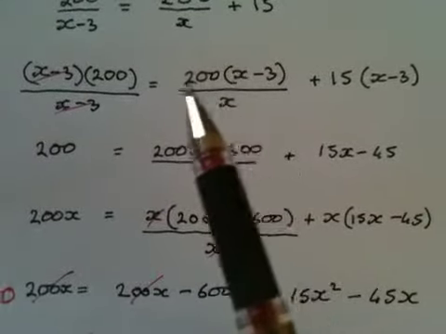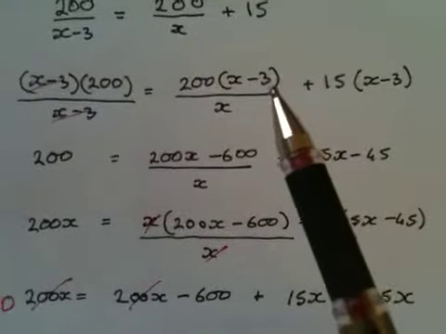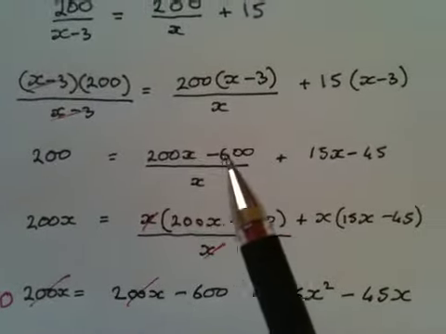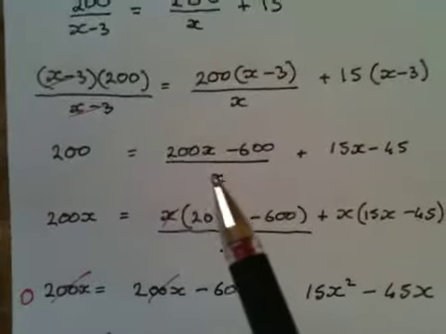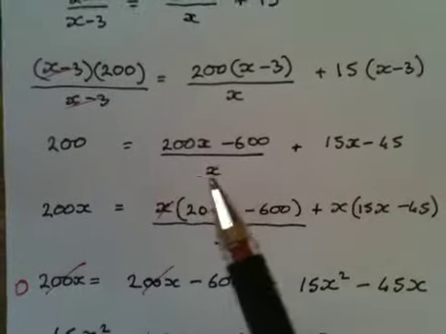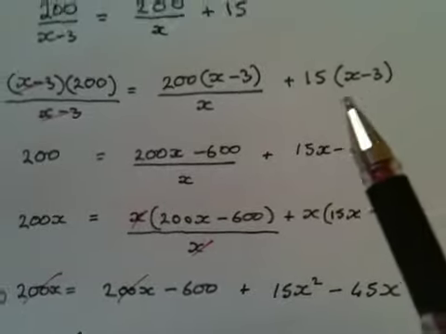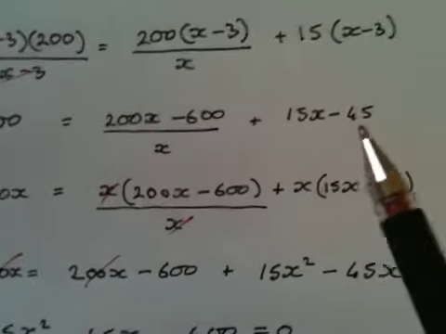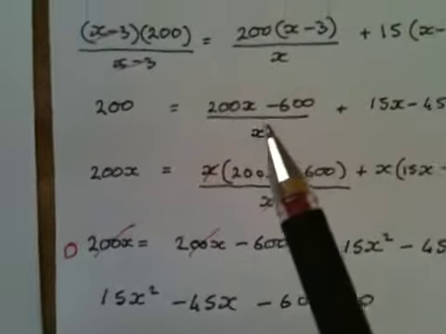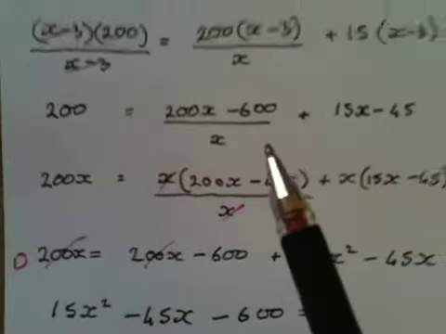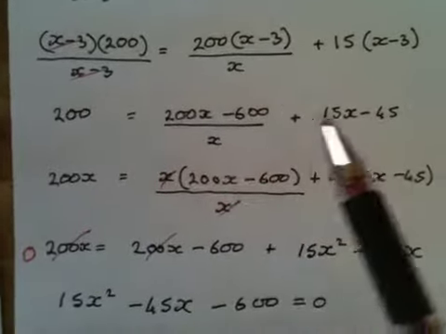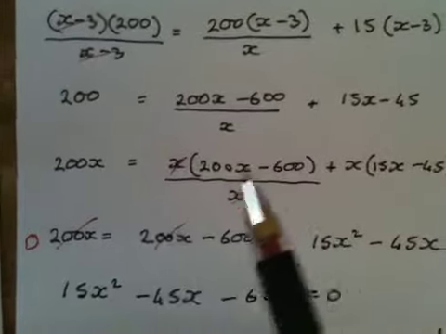So 200 times X minus 3 times 200, that gives me 200X minus 600. That is still over X here. We haven't cleared that fraction here. Multiply on this side, 15 times X minus 3 gives me 15X minus 45. I want to get rid of this X in the fraction here. So it's an equation. I multiply all the way through by X. We'll get rid of that.